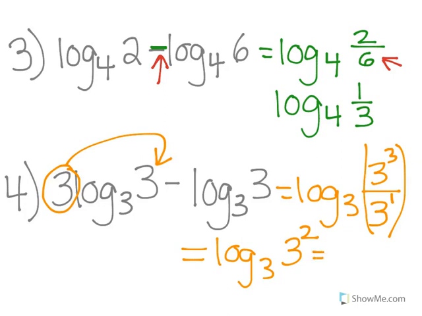Now this can be written as log base 3 of 9, and this is the reason why we like to condense, because look, I went all this way to write it as a single logarithm, and now I'm going to ask you, can you evaluate this? 3 to the what gives you 9? And your answer is going to be 2.